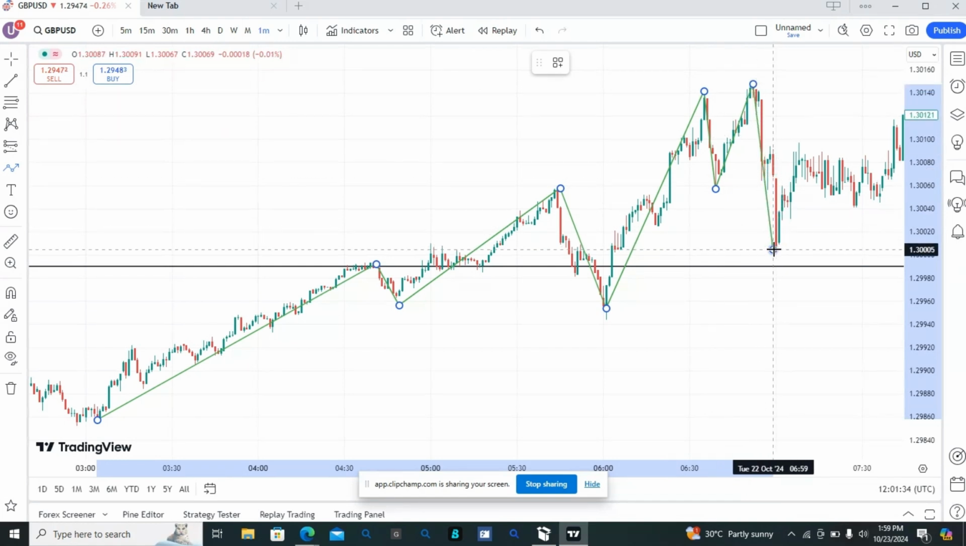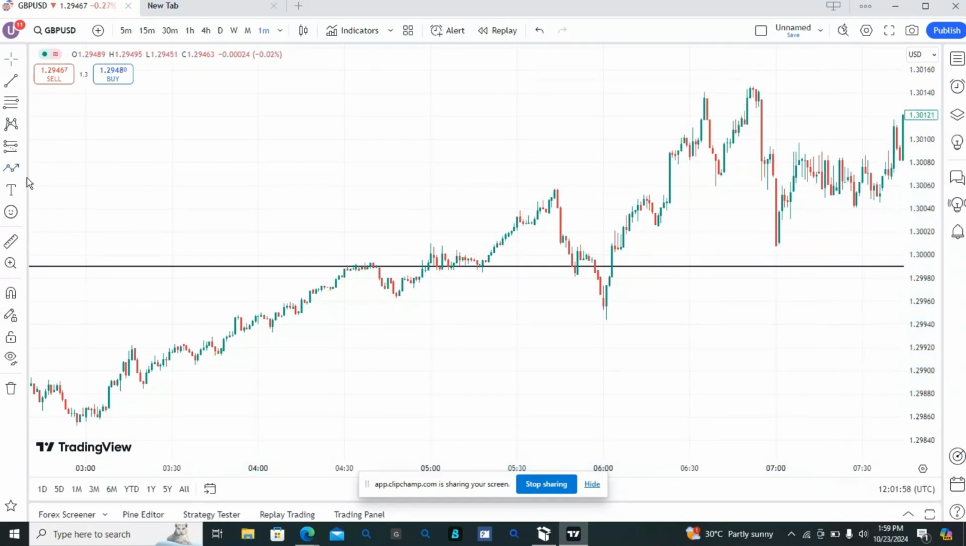Why is it a market structure shift? Because this higher low was taken out. That's what I was telling you. Immediately this place was breached. Now go back, allow price to return to where I said: fair value gap or order block. So in this, let's look for fair value gap and order block here.